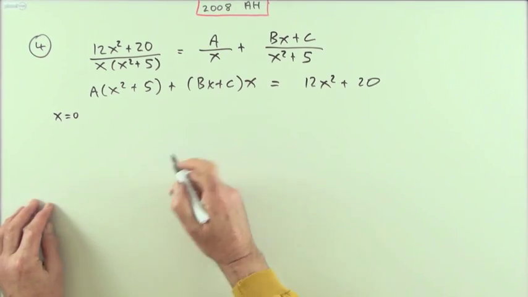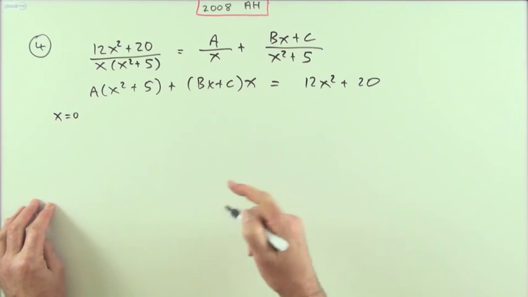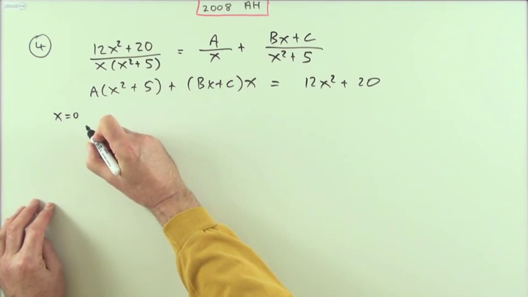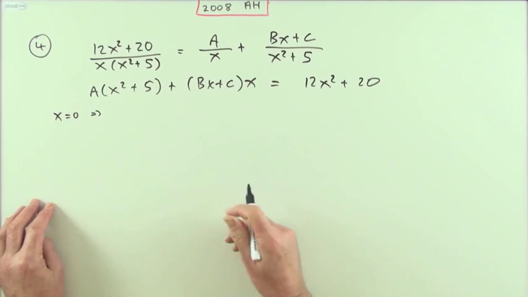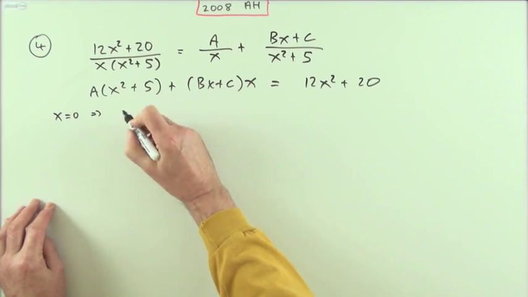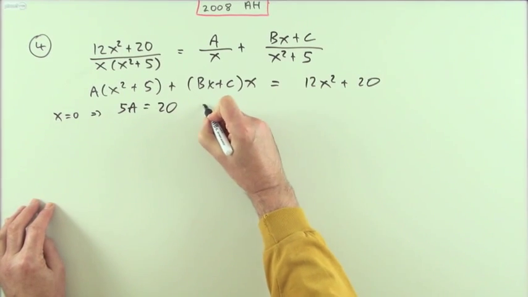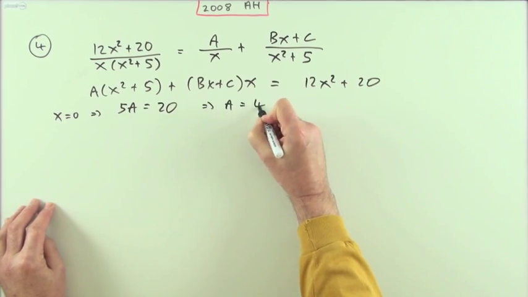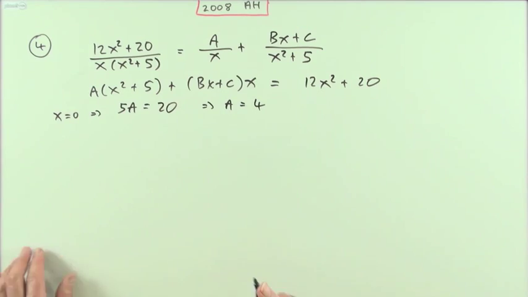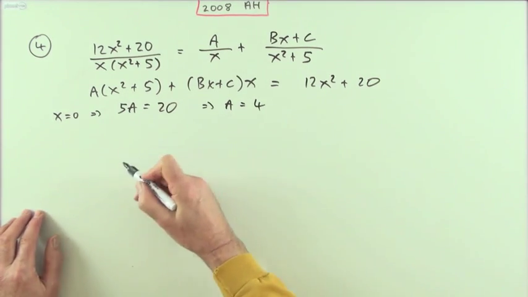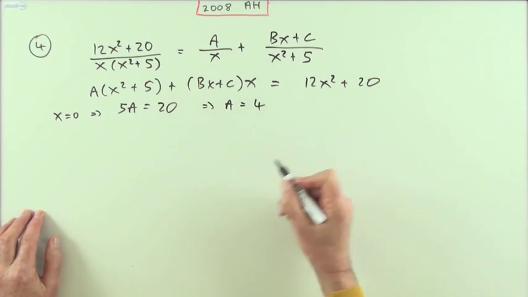It's not as sophisticated as equating coefficients, but I'll be doing that next, but it does for this part of it. So if x equals 0, that means this part will disappear and I'll be left with 5A. And if x is 0, I'll be left with 20, which means that A is equal to 4. So that'd be the first bit. Now for the next part, I'm not going to pick some other values and then start going through arithmetic.